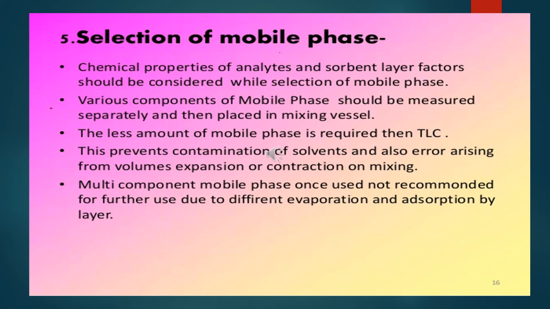Selection of mobile phase. Chemical properties of the analyte and sorbent layer should be considered while selecting the mobile phase. Various components of the mobile phase should be measured separately and then placed in a mixing vessel. Less mobile phase is required than in TLC. This prevents contamination of solvent and also errors arising from volume expansion or concentration on mixing. A multi-component mobile phase once used is not recommended for further use due to different evaporation and absorption by the layer.